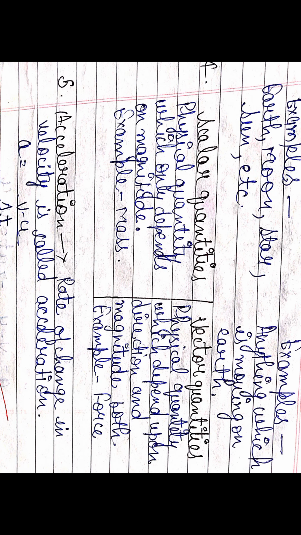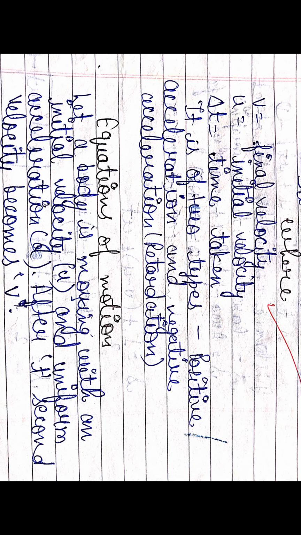Now what is acceleration? Rate of change of velocity is called acceleration. a equals (v minus u) by delta t, where v is final velocity, u is initial velocity, delta t is time taken. Now acceleration is of two types, positive acceleration and negative acceleration. We also call negative acceleration retardation.